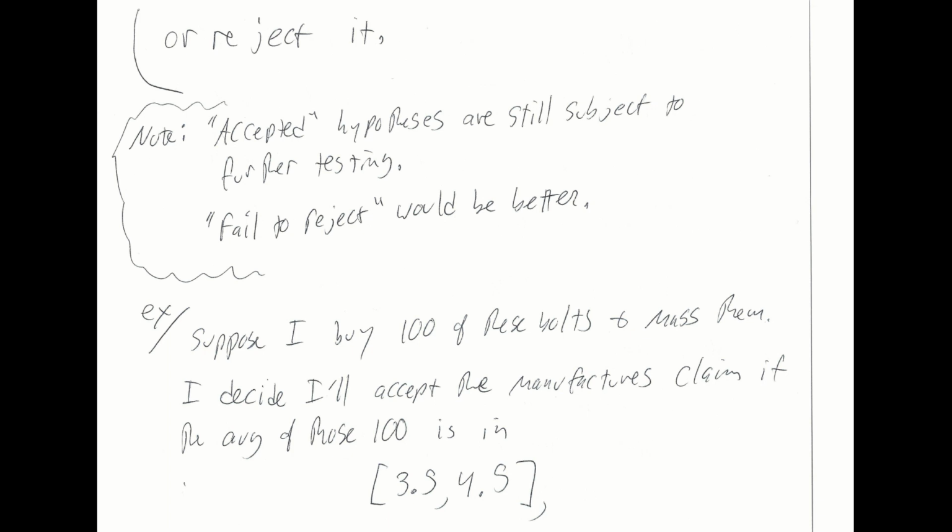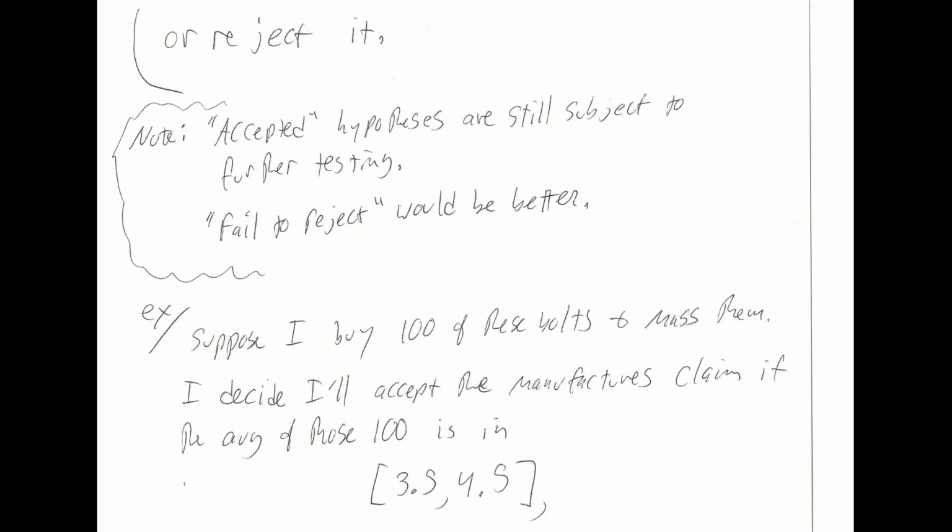So, as an example of such a test, suppose I decide I'm going to buy 100 of these bolts from the company, and I'm going to find the mass of each of those 100 bolts. And I'm going to decide to believe the manufacturer's claim if the average mass of those 100 bolts is between 3.5 and 4.5. So they're claiming that the average mass of all such bolts is 4, and I'm saying that I'm going to buy 100 bolts and I'm going to decide I believe them if the mass of those 100 that I buy falls within half a gram of the mass that they're claiming to be the average, 4 grams.